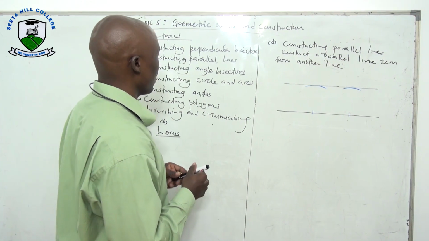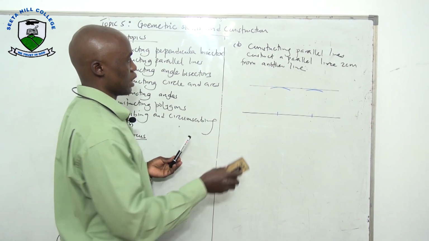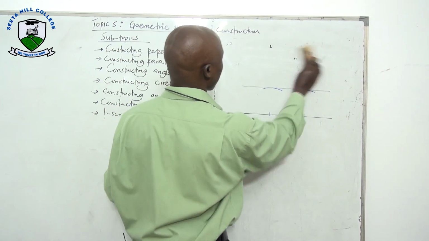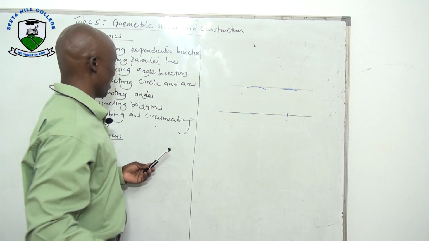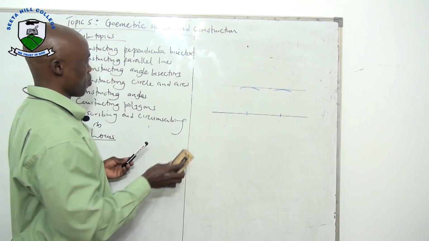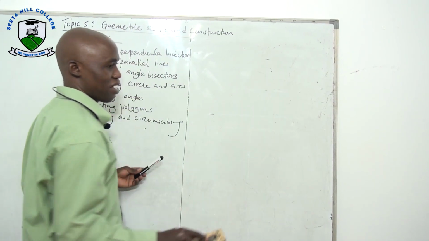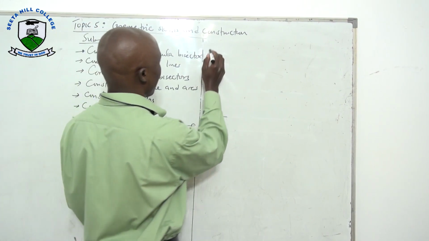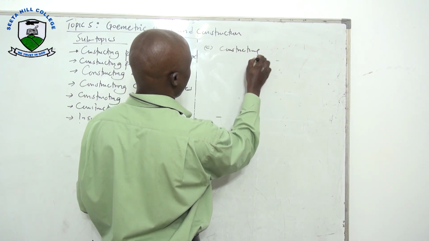Now the next part is constructing angle bisectors. And we are on skills. How are people learning, not so? Constructing now angle bisectors.